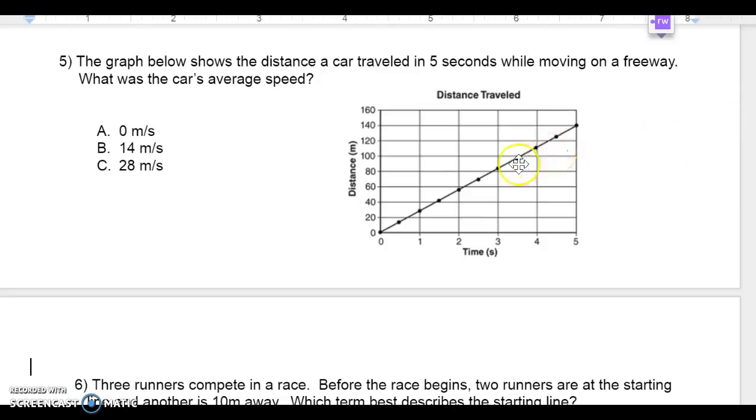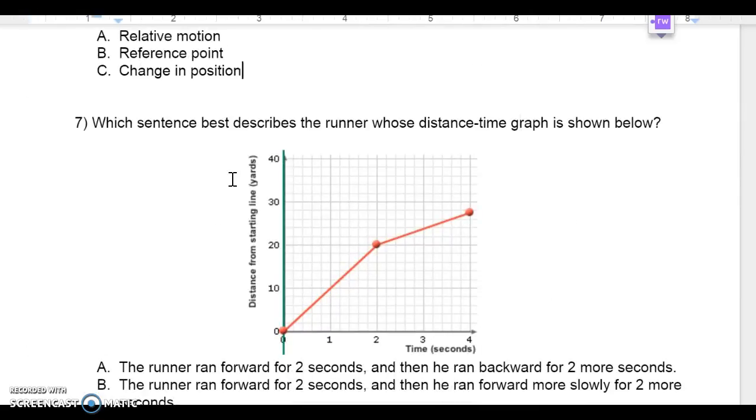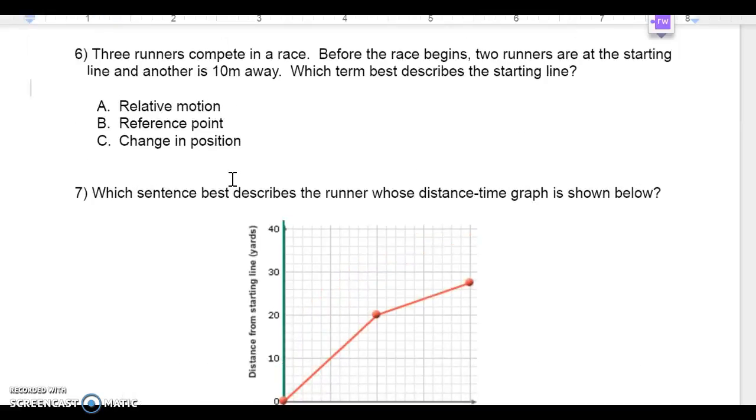So you kind of have to look at this graph and use the speed formula, distance over time equals speed. So what was the speed if we do distance over time? 0 meters per second, 14 meters per second, or 28 meters per second. Number 6, 3 runners compete in a race. Before the race begins, 2 runners are at the starting line and another is 10 meters away. What term best describes the starting line? Is the starting line relative motion, a reference point, or change in position?